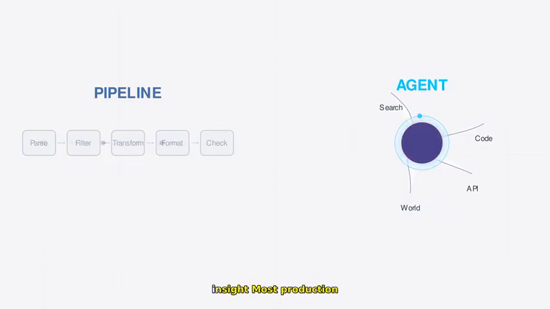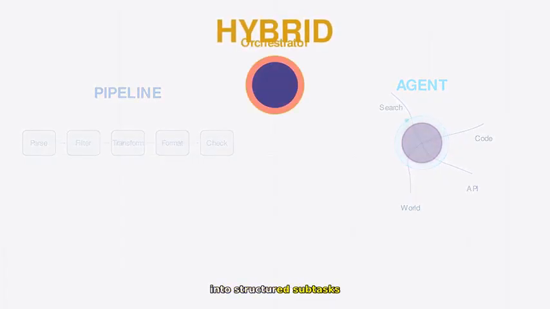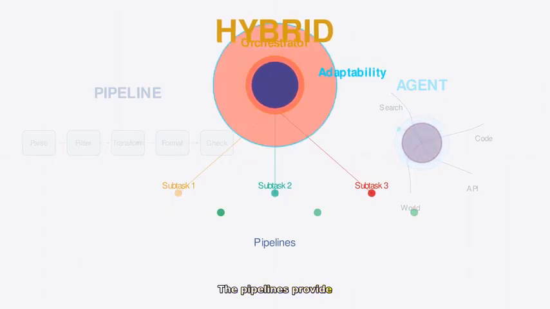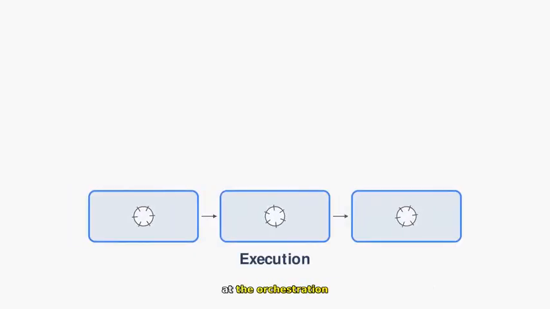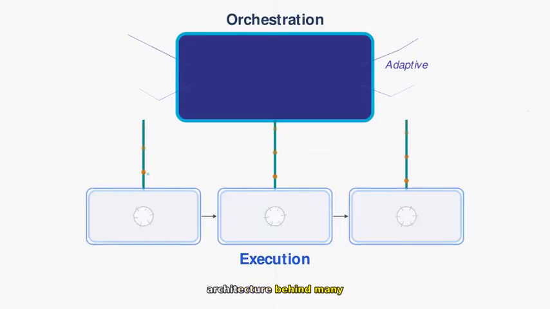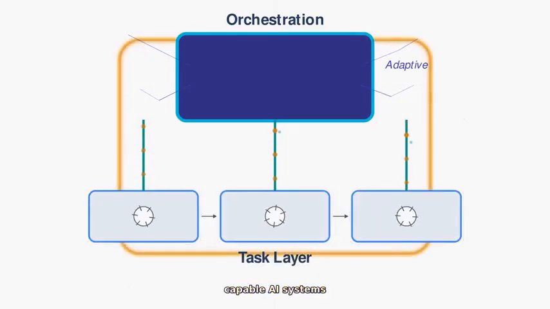Here's an important practical insight. Most production AI systems are neither pure chains nor pure agents. They're hybrid architectures. An orchestrating agent receives a high-level goal, breaks it into structured subtasks, and hands those subtasks to pipelines that execute them reliably. The agent provides adaptability at the top level. The pipelines provide reliability at the execution level. This combination, adaptive reasoning at the orchestration layer, reliable execution at the task layer, is the architecture behind many of the most capable AI systems being deployed today.